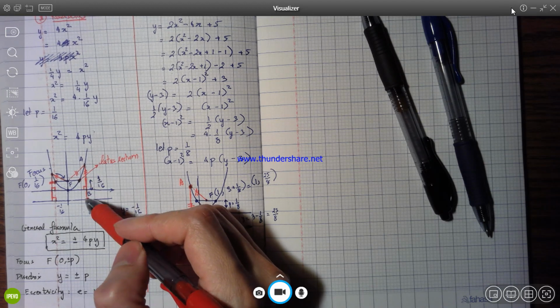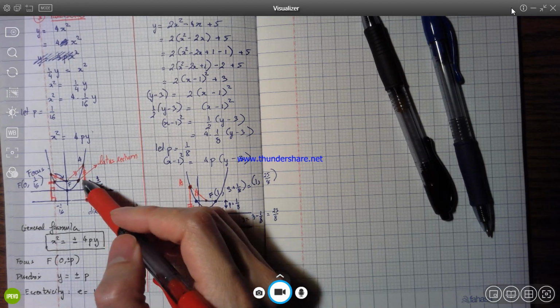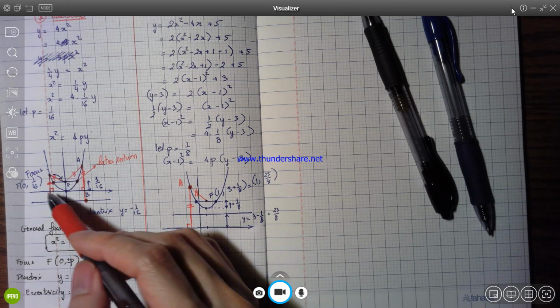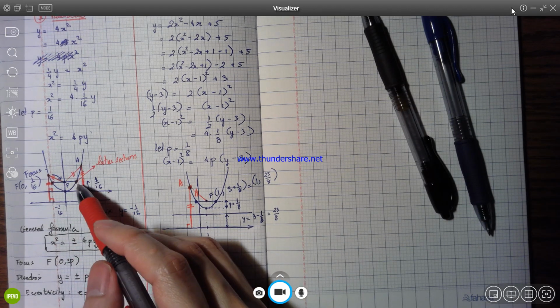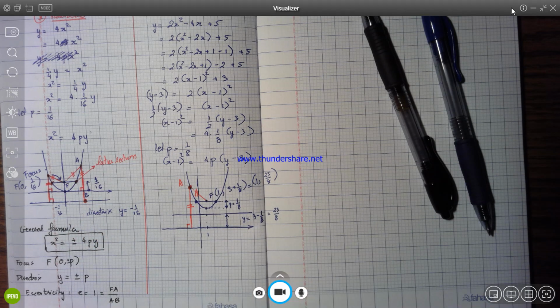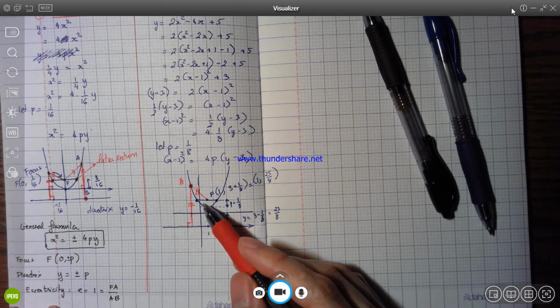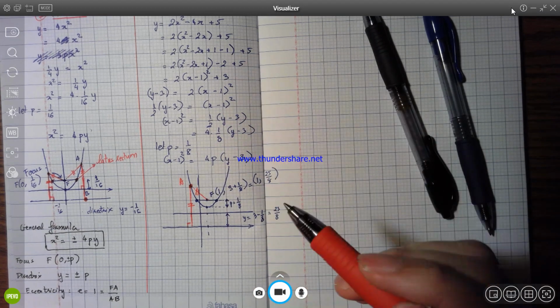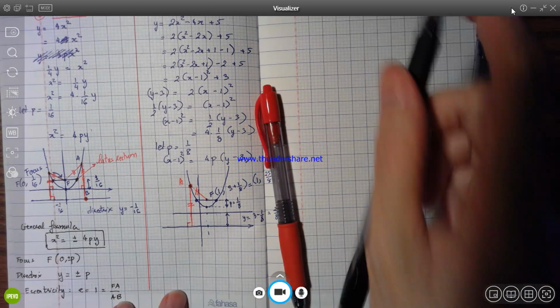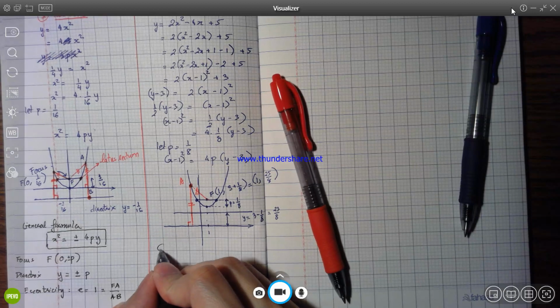It doesn't look equal because my parabola is not to scale, I just sketched it. The same thing over here, same thing over here. All right. So from this example, I can write a general formula.